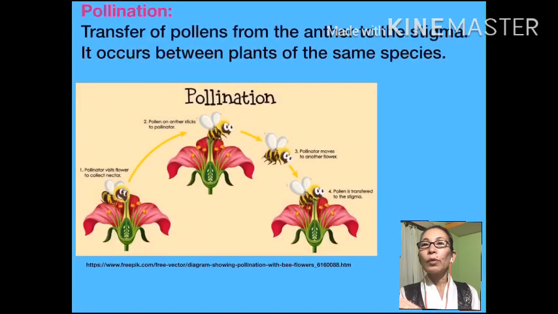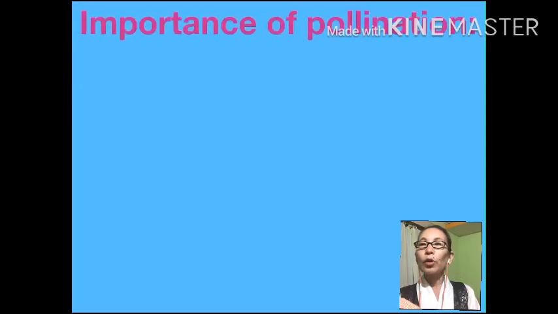Pollination is the transfer of pollens from the anther to the stigma of one plant or between different plants. For a successful pollination, the plant must be of the same species. For example, pollens from a rose plant can only germinate on a rose stigma. Pollens from other species, such as a marigold, cannot germinate on the stigma of rose. Now, before going into further details, let us first look at some of the importance of pollination.